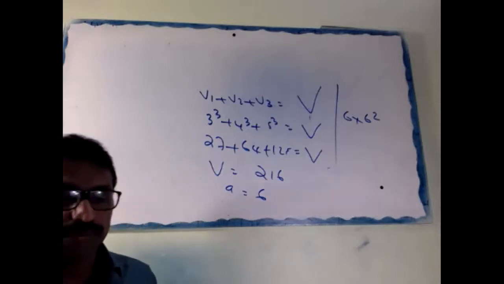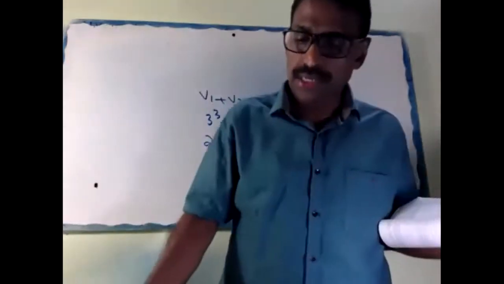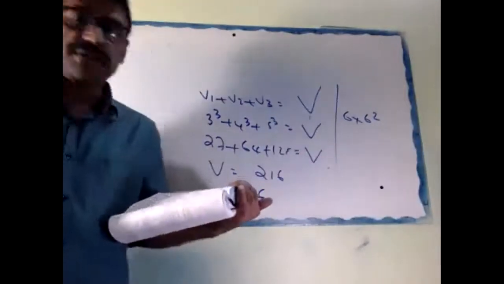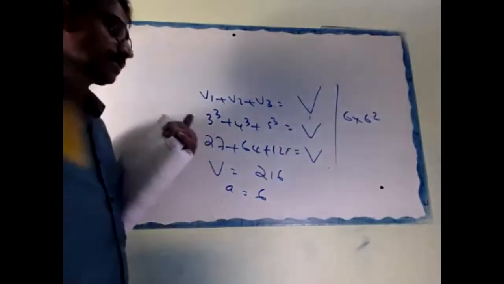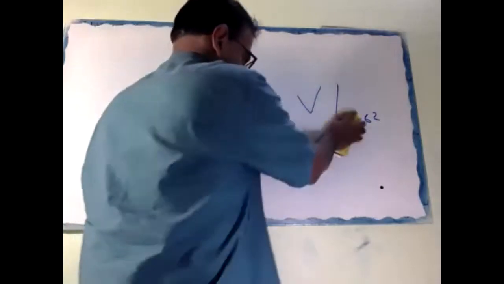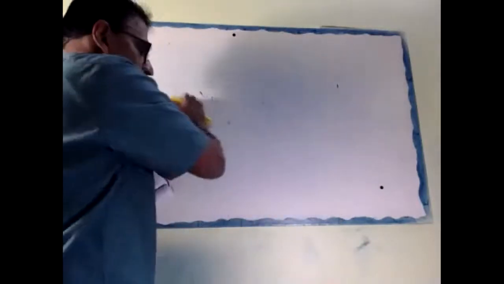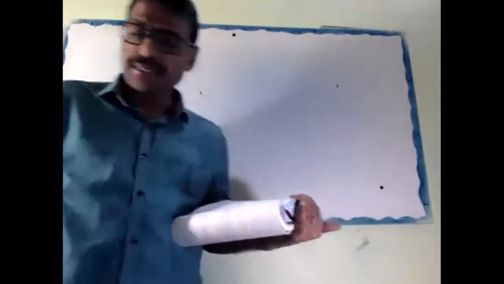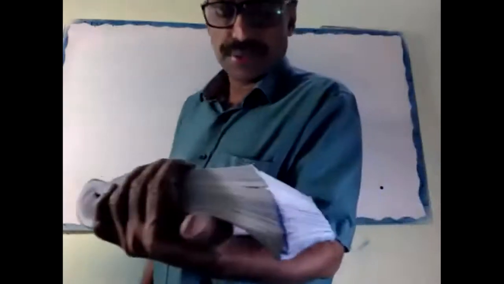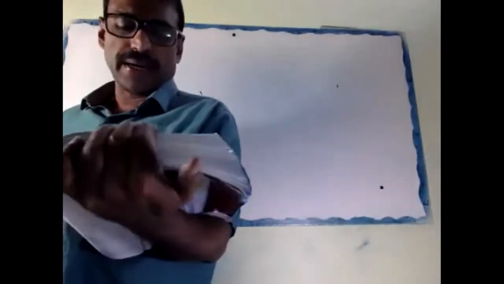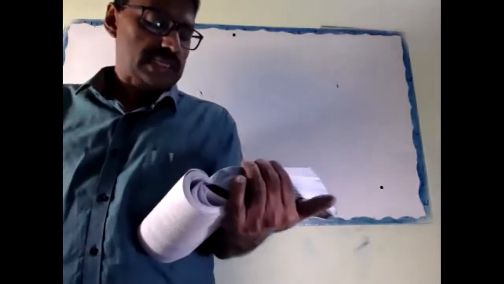3 cubes each of side 5 centimeter are joined end to end. Find the surface area of the resulting cuboid.